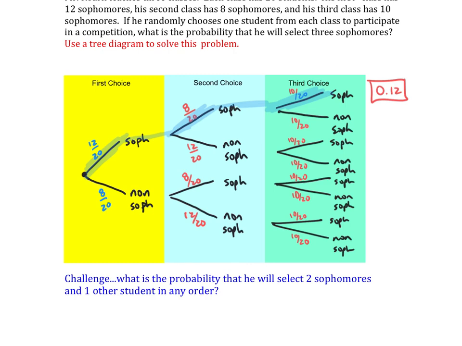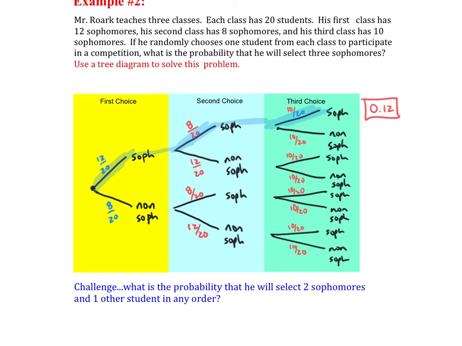Okay, as a challenge question, what is the probability that he will select 2 sophomores and 1 other student in any order? So let's say we pick a sophomore, then a sophomore, then a non-sophomore. That's going to be 12 out of 20 multiplied by 12 out of 20 multiplied by 10 out of 20. Again, I'm picking sophomore, sophomore, non-sophomore, and that particular probability is the same as the top one just because the third class is 50-50.